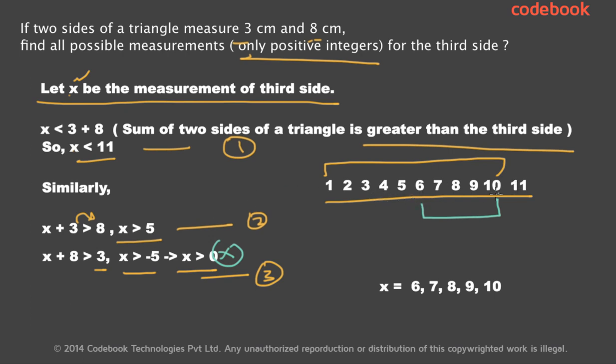So the possible values of x are 6, 7, 8, 9 and 10. So the third side of this triangle can have a measurement of either 6 centimeters, 7 centimeters, 8 centimeters, 9 centimeters or 10 centimeters. So this is how you solve this problem.